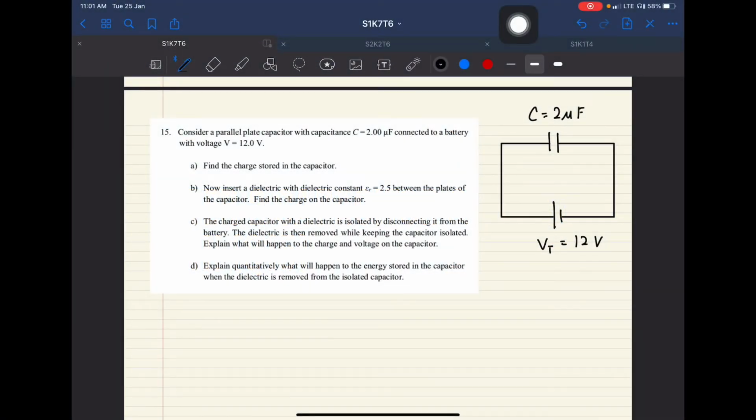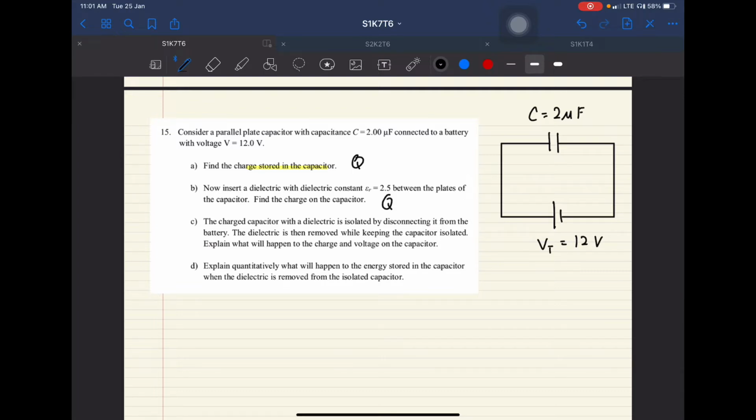Okay, for the last question, which is question number 15, consider a parallel plate capacitor with a capacitance of 2 microfarad and battery voltage of 12 volt. The first question wants you to find the charge stored in the capacitor, Q. And then, let's say they put in dielectric materials, find the charge on the capacitor.